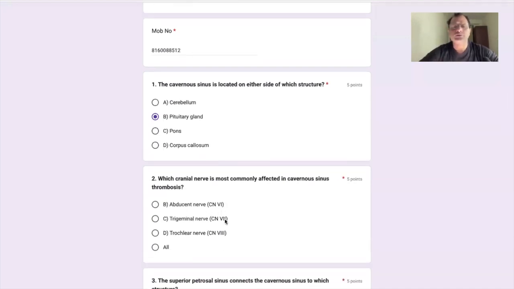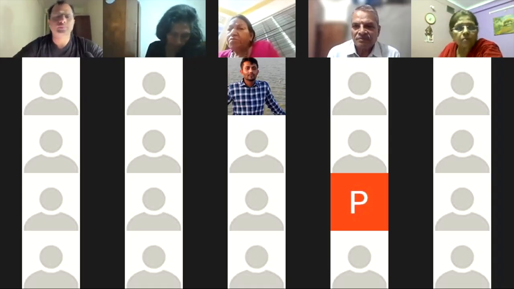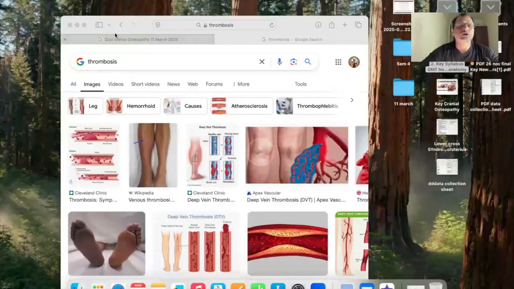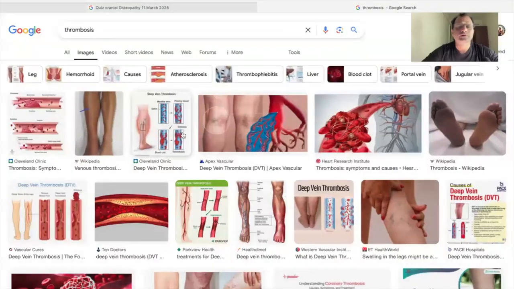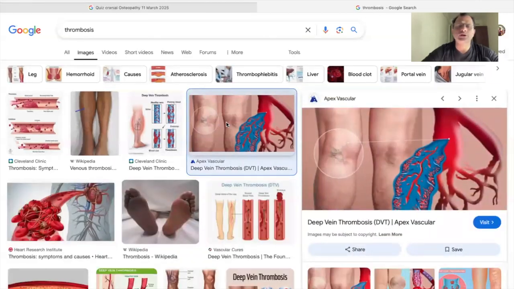A. Abducent. Abducent nerve. Abducent. No. 6. So thrombosis means blood clot. Blood clotting. So this image we can see. Thrombosis means the formation of the blood clot in the blood vessels.